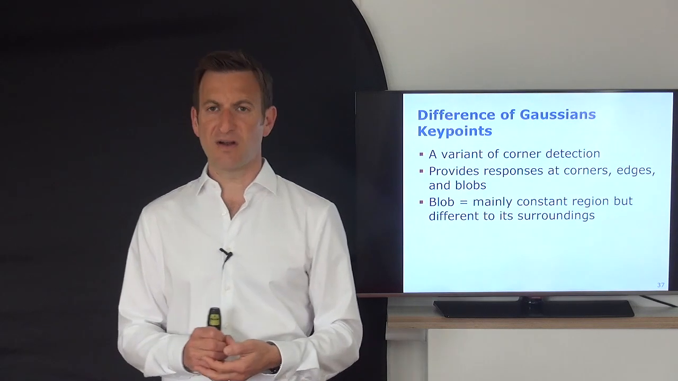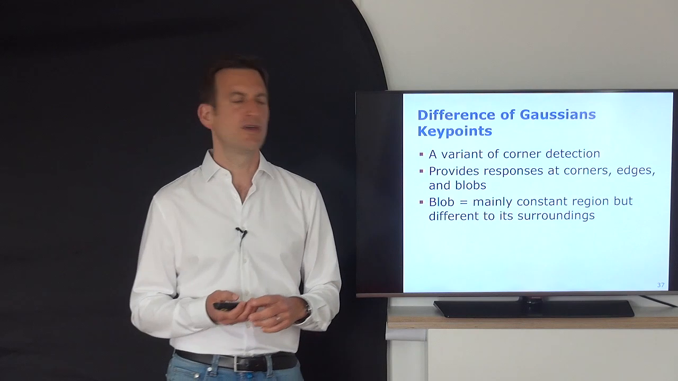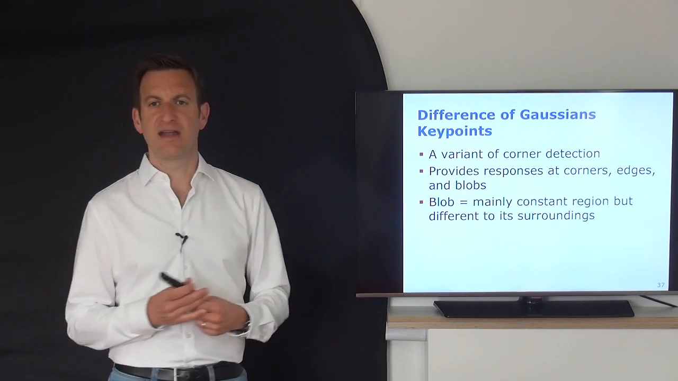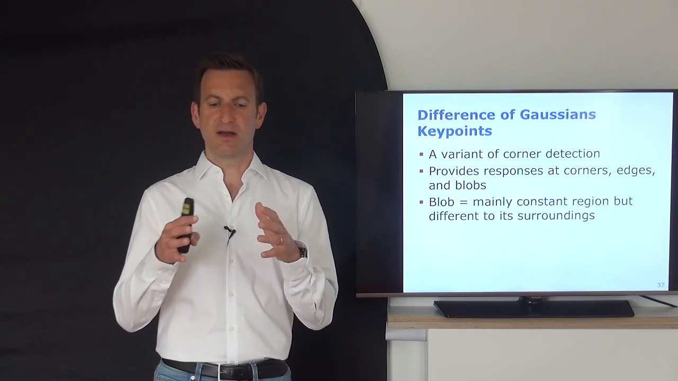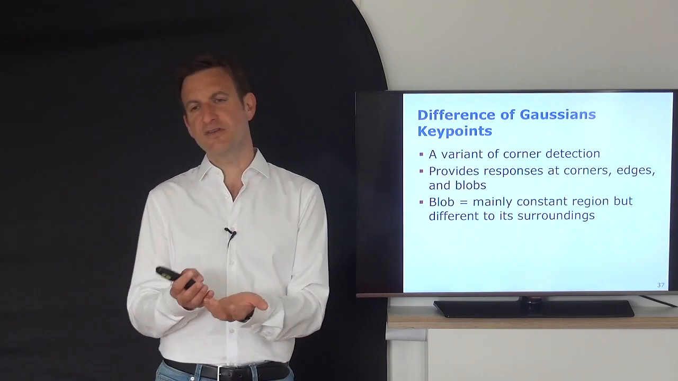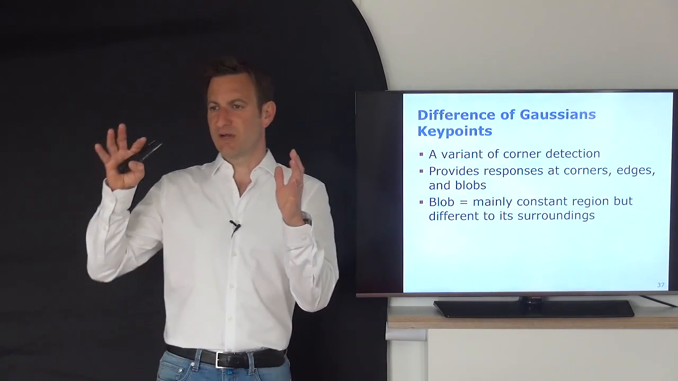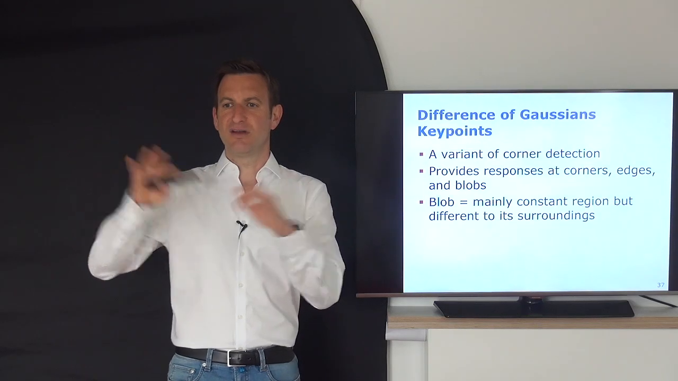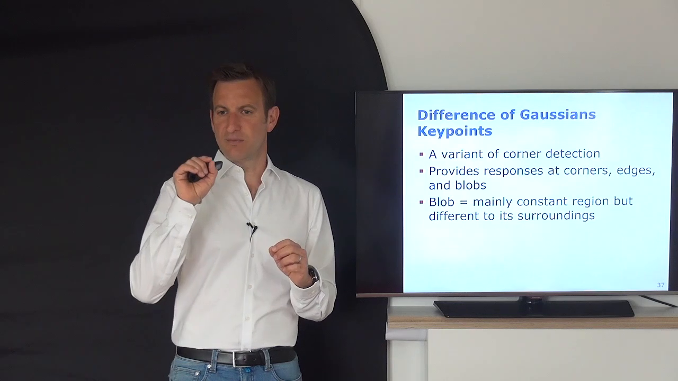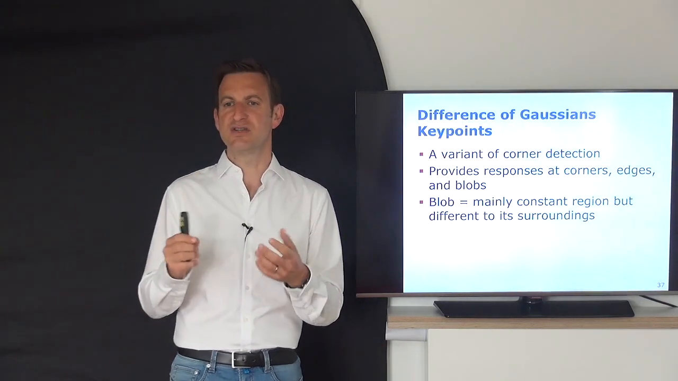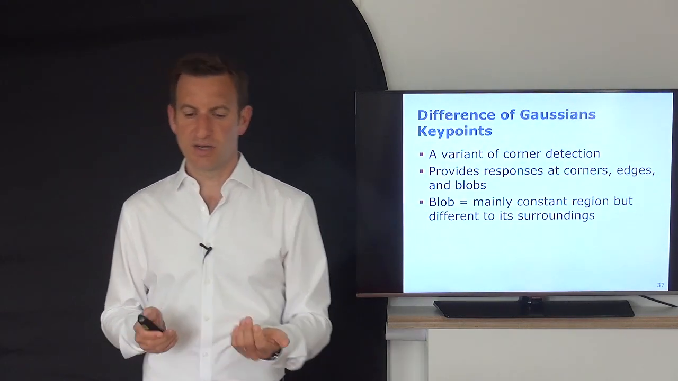We can see this as a variant of corner detection, which provides responses at corners, certain types of edges, and also blobs which are distinct. These are regions of constant intensity value, but which are distinct from their surroundings. It's like a big black dot or area on a white surface. Then you could pinpoint the center of this black region, also something which locally sticks out. And that's something the difference of Gaussian approach can find.